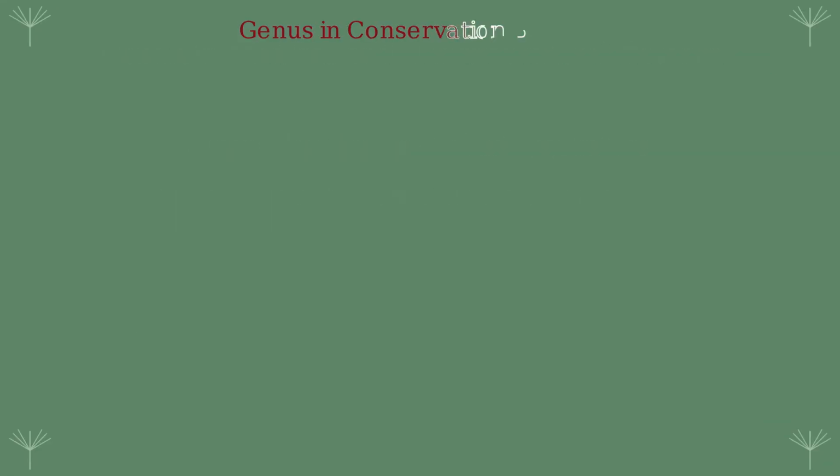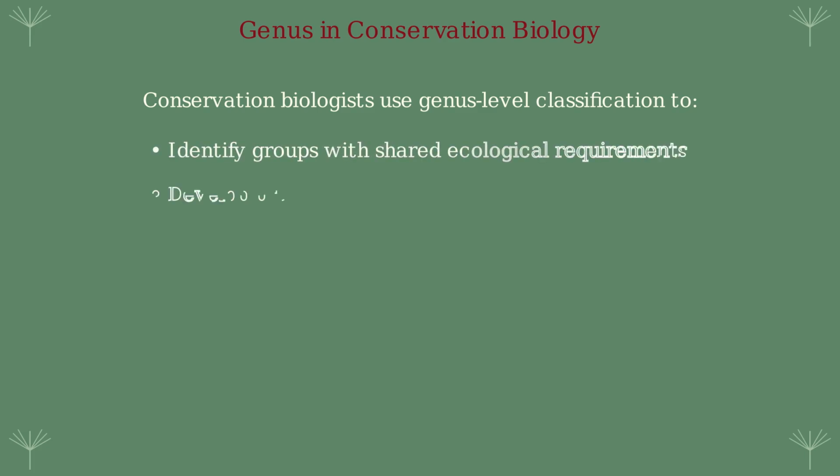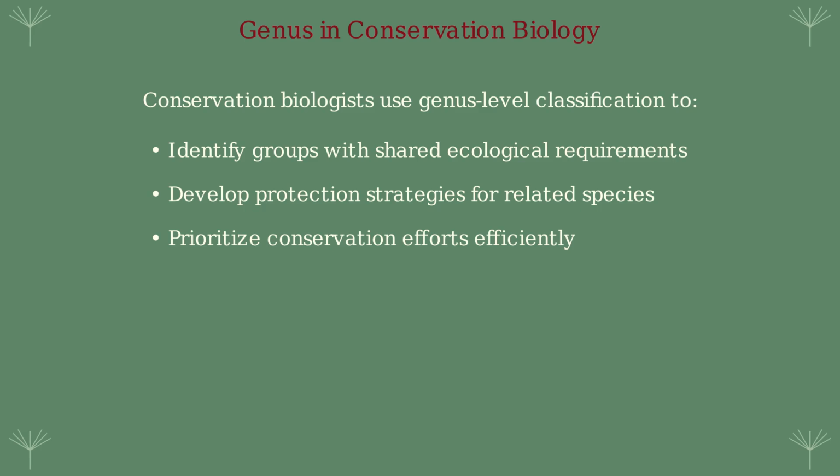Genus classification plays a vital role in conservation biology by helping scientists identify and protect groups of related species that share similar characteristics. Conservation biologists use genus-level classification to identify groups with shared ecological requirements, develop protection strategies for related species, and prioritize conservation efforts efficiently.